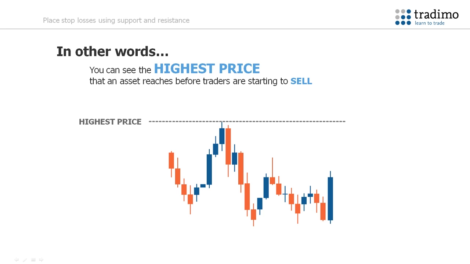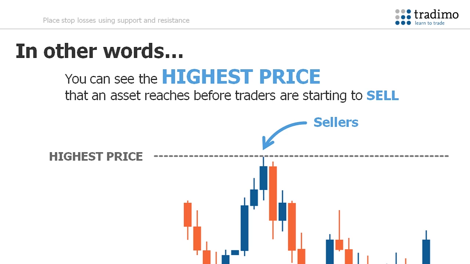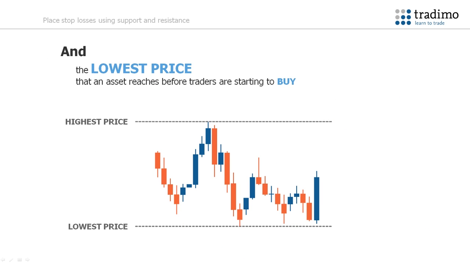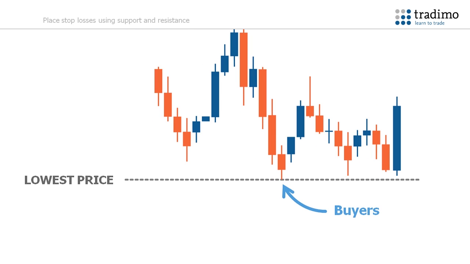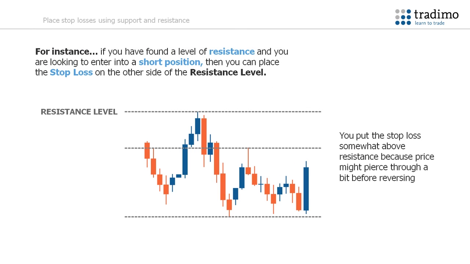In other words, by looking at resistance, you can see the highest price that an asset reaches before traders come in and start selling the asset. And the lowest price that an asset reaches before the traders come in and start buying. So if, for instance, you want to enter a short position at a resistance level, you can then place the stop loss at the other side of this resistance level. You should place your stop loss somewhat above the resistance level because the price may pierce through a bit before reversing.